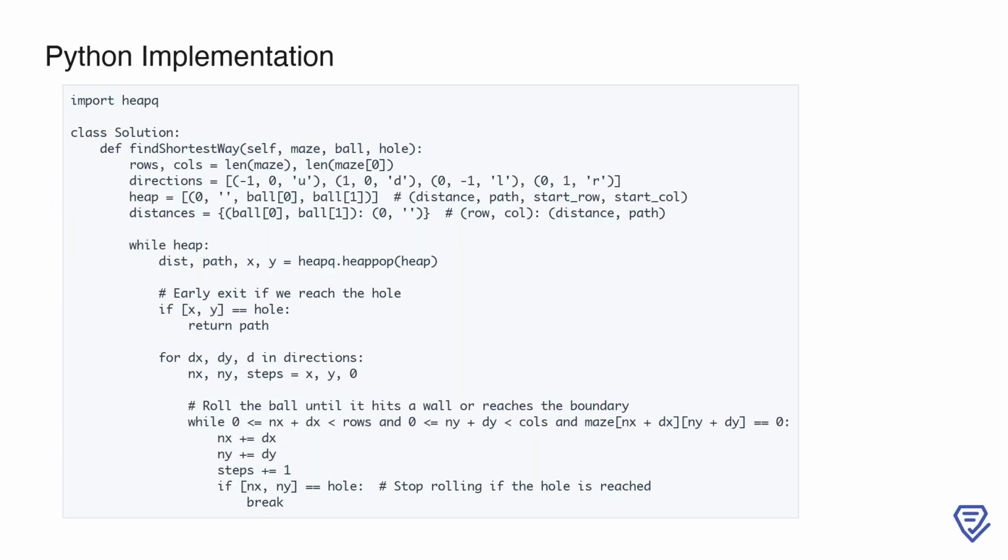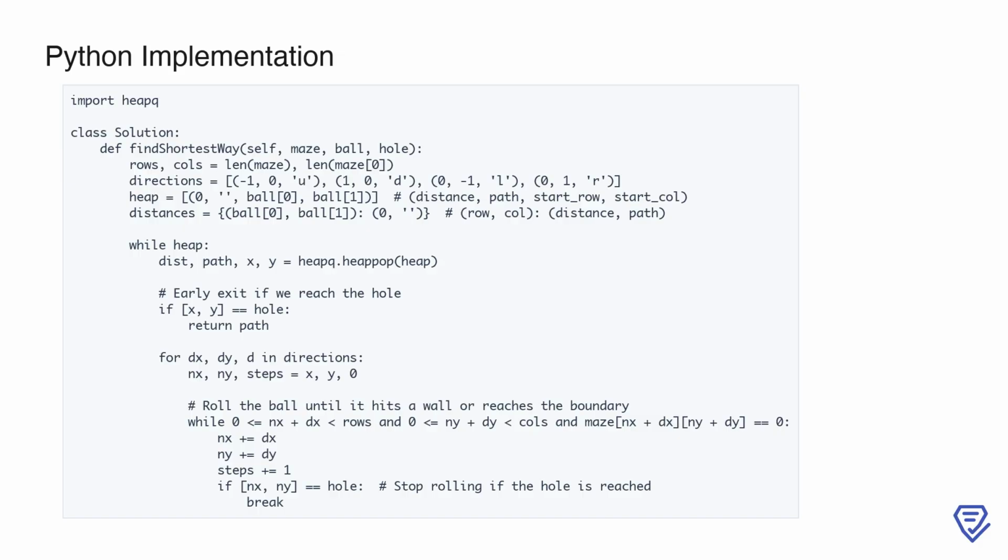To solve the problem of finding the shortest path in the maze, we start by importing the heap module, which helps us implement a priority queue for our search algorithm. Next, we define the findShortestWay function within the Solution class. The function takes three parameters: the maze, the ball's starting position, and the hole's position.